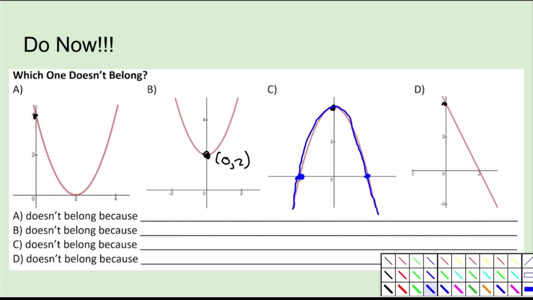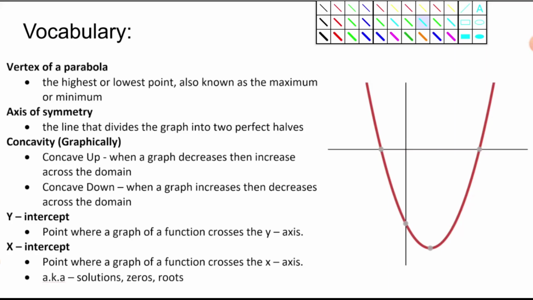And for D, that one obviously to me is that it's the only linear function. So when I look at this, it's the only graph that's a linear function. It's not a quadratic function like the other three. All right, so hopefully you got some answers for those ones. All right, so let's go over the vocab for this chapter. There's obviously a lot of words that we're going to need to know, things that we refer back to all the time. So let's go with the first one.